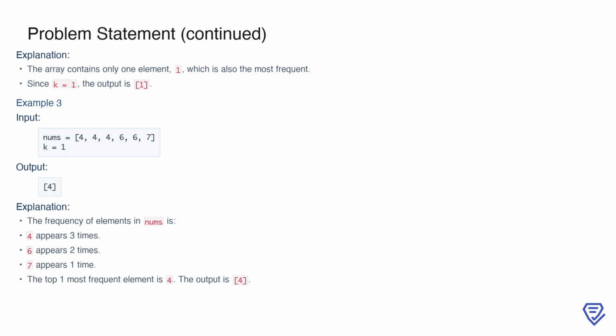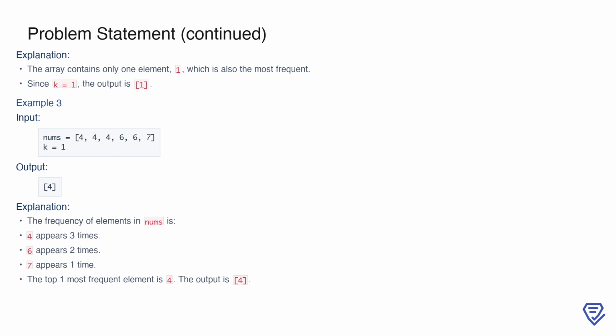Here, the input is nums equals 4, 4, 4, 6, 6, 7, and k equals 1. The output is 4. Breaking this down, we see that 4 appears 3 times, 6 appears 2 times, and 7 appears just once. With k equals 1, we are looking for the single most frequent element, which is 4. Therefore, the output is 4.